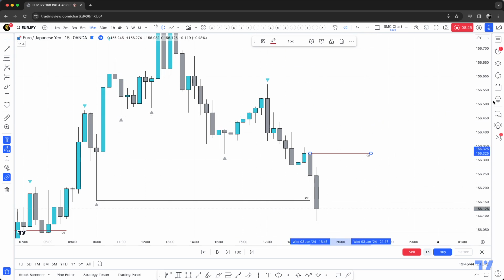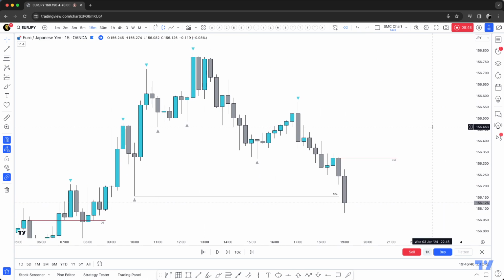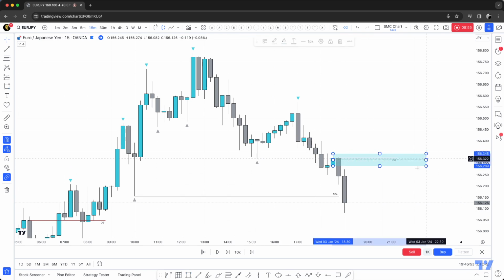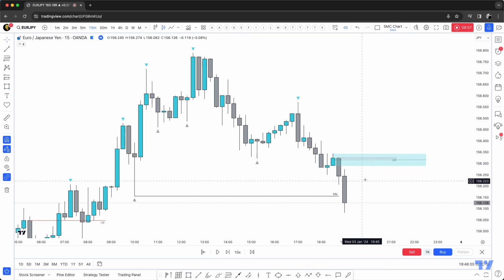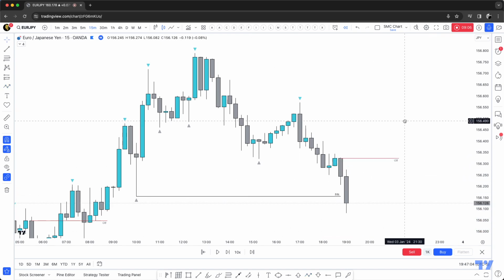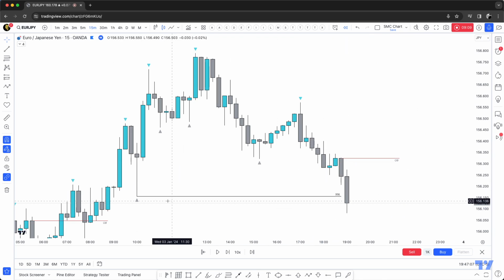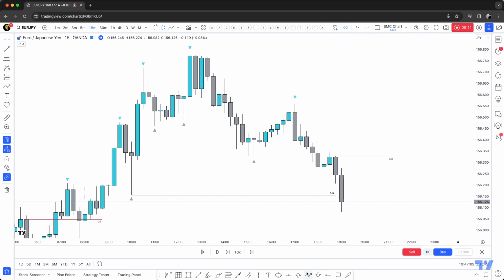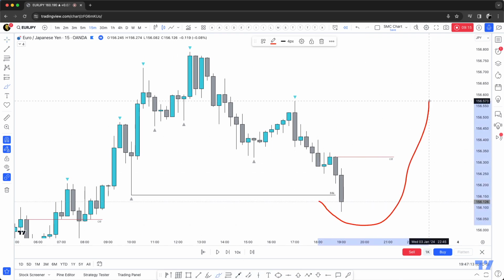Remember, this is ICT concepts. I am not trying to look for a supply or a demand zone anywhere here to expect this and then go to the downside. No, I'm not doing SMC, I'm doing ICT concepts. So after the liquidity has been swept, what I'm trying to do or find here is a reversal. I want to see the price actually now going back up.